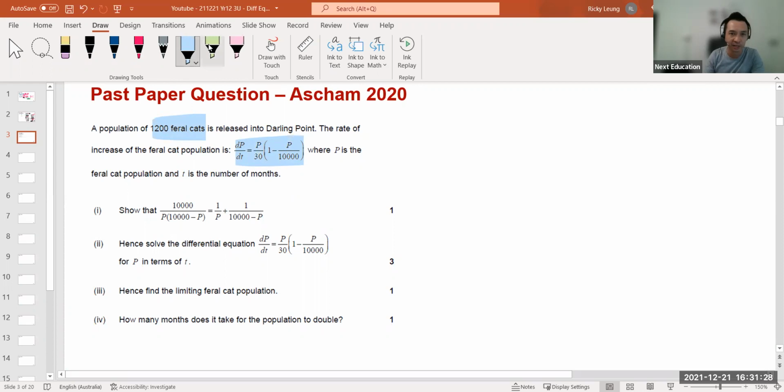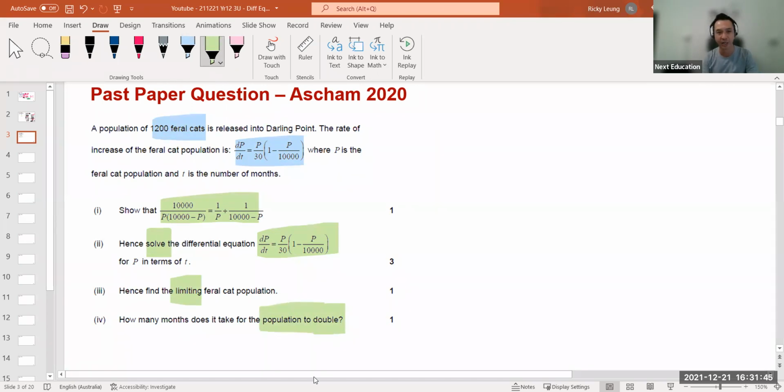Now look at the classics, the classic 1-2 punch: show, then solve. Then 2 more gimmies: find the limiting population and how many months for the population to double. How many months is a time question. So parts 1 and 2 are exactly the same as before, with exactly the same marks. Parts 3 and 4 are just 2 more marks to use the equation that you derive.